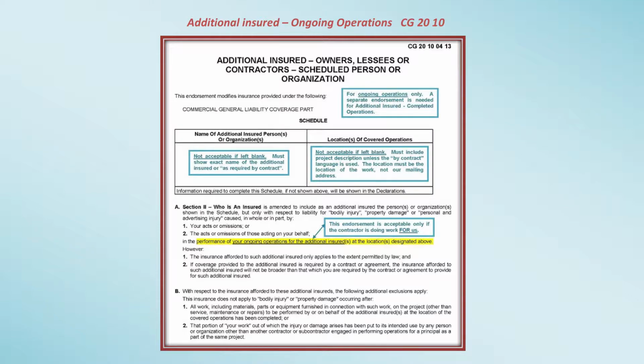We've highlighted the language. So we want a CG 2010 or equivalent from anyone doing work for us. That could be a contractor. It could also even be a consultant, because it is very possible, not likely, but it's possible, that a consultant doing work for us could injure a member of the public. That, again, is kind of low risk, but that would be a CG 2010, doing work for us while the work is ongoing.